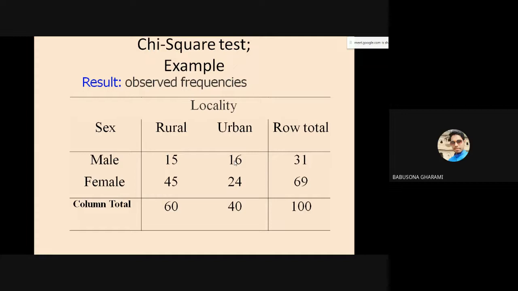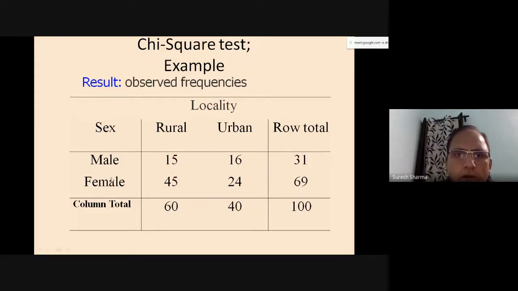Now, if you look at what is the meaning of this? There are 15 people who are from rural, male, and 16 in urban. And there are 45 females in rural and 24 in urban. This is what it means. Total here will be 60, total here will be 40. On this side, the row totals, this is column totals. Column total is 60, 40, and this is 31, and this is 69. Total is 100. So out of the 100, this is the distribution. Hopefully you can understand this point.